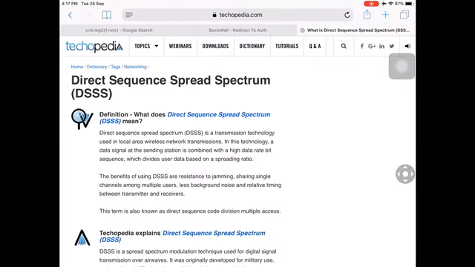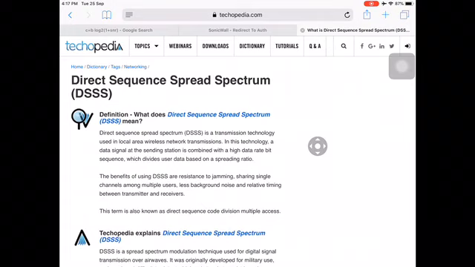So today I'm going to explain to you about direct sequence spread spectrum, the short form being DSSS. First of all, we would like to go through the definition. What does direct sequence spread spectrum mean? A direct sequence spread spectrum is a transmission technology which is used in local area network transmission.